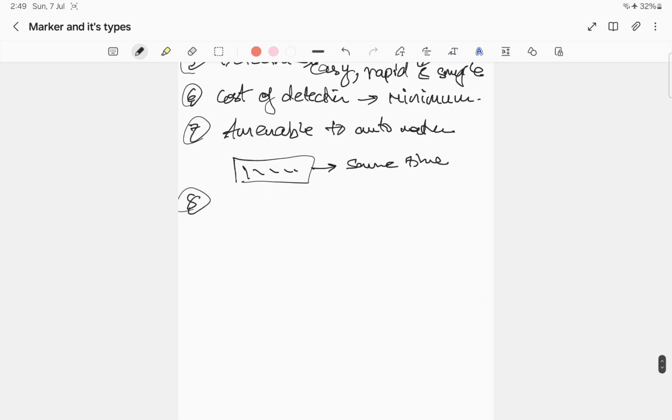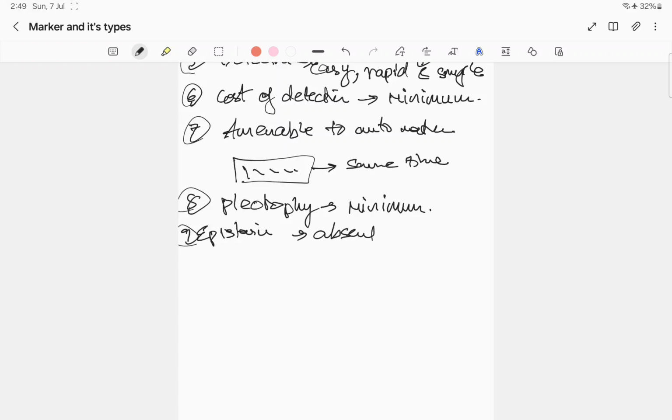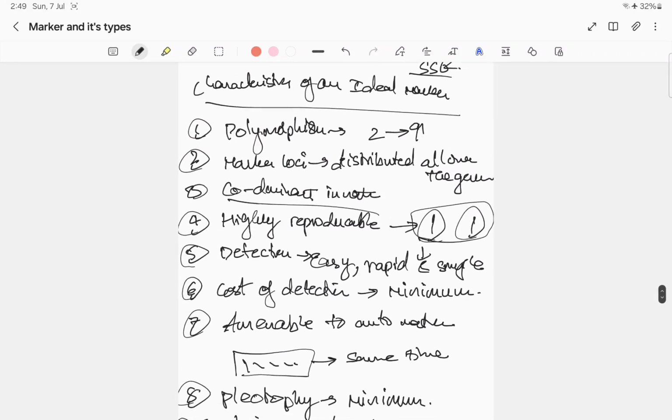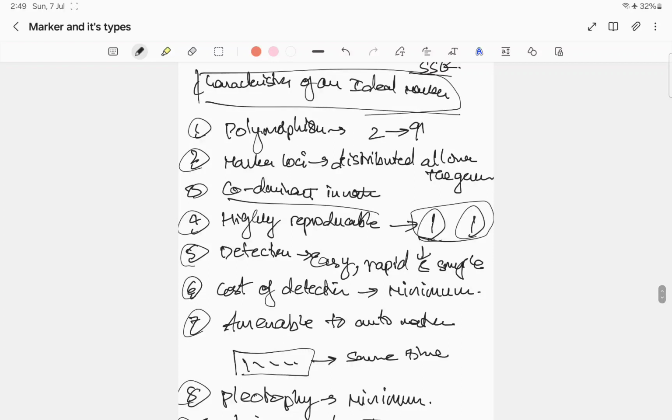Another point is pleiotropy. We can't say pleiotropy should be absent, as that's not possible, so it should be minimum. Epistasis should be absent. Environment effect should be absent. These are the 10 points for the characteristics of an ideal marker.